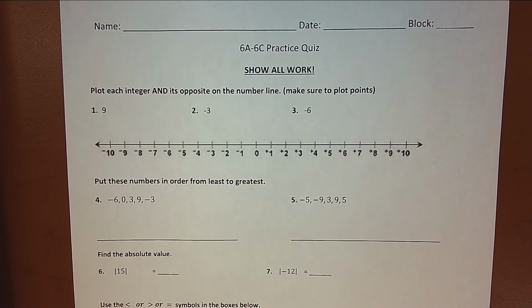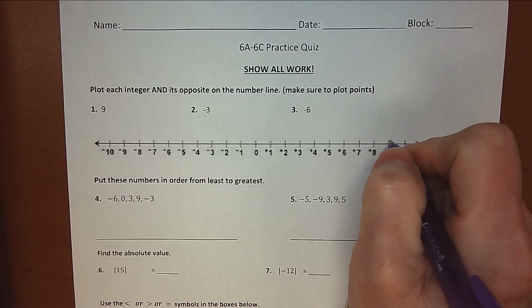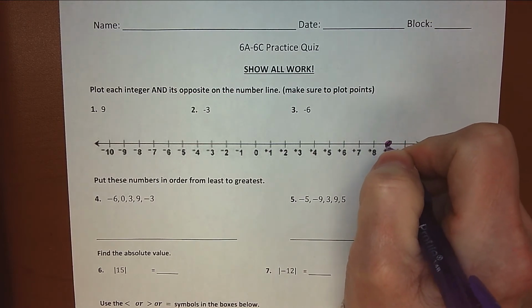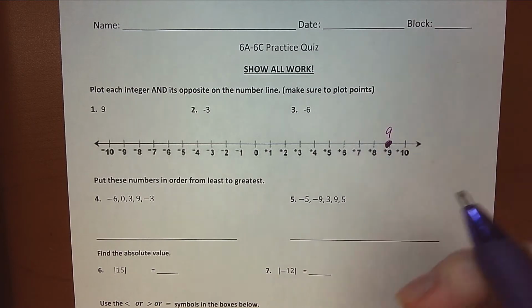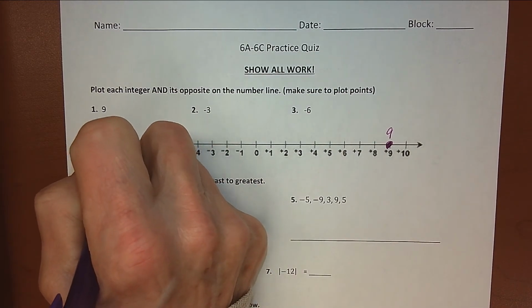Alright, here we go. So plot each integer and its opposite on the number line. Make sure to plot points. So first of all, 9. We're going to plot the 9 and label it 9. And then we'll plot its opposite, which is -9, and label it -9.